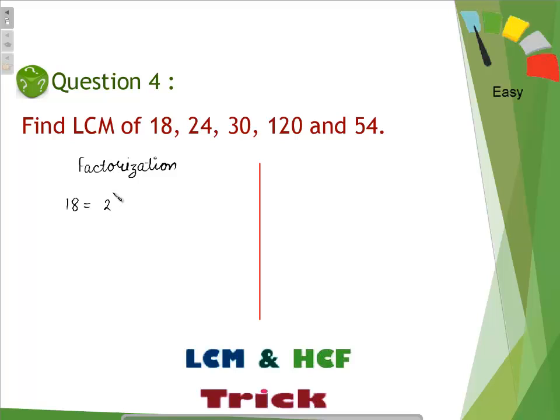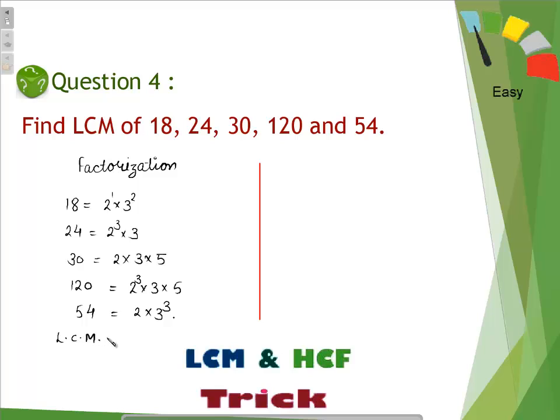Now 18 can be written as 2 raised to power 1 into 3 square. 24 can be written as 2 cube into 3. 30 can be written as 2 into 3 into 5. 120 can be written as 2 cube into 3 into 5, and 54 can be written as 2 into 3 cube. So what will be the least common multiple of these numbers?